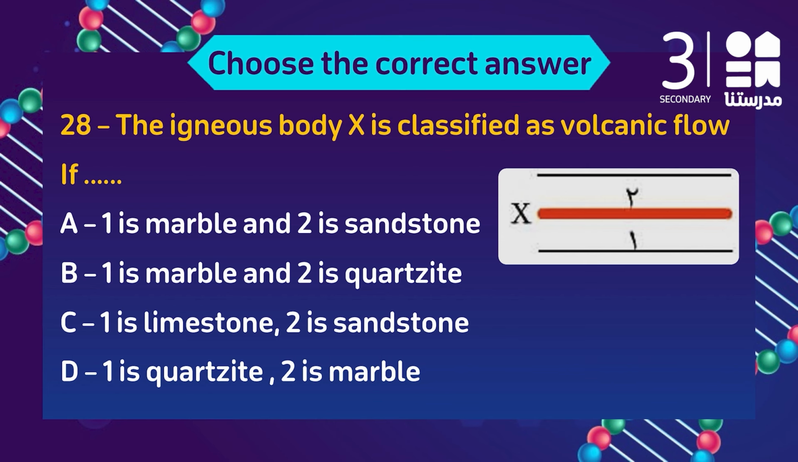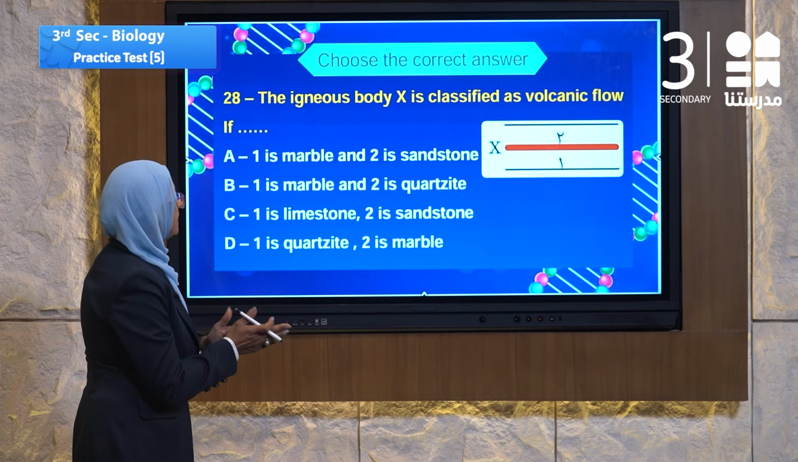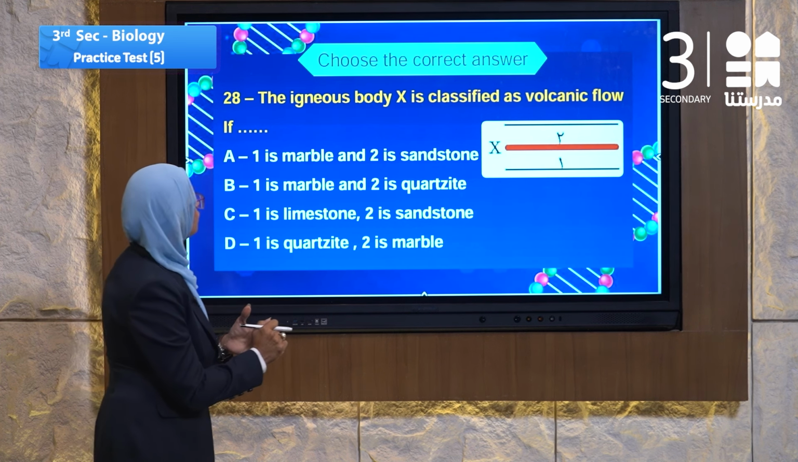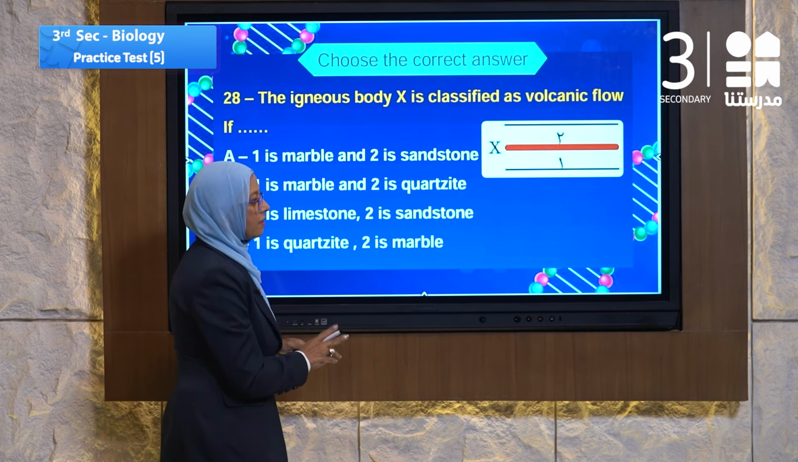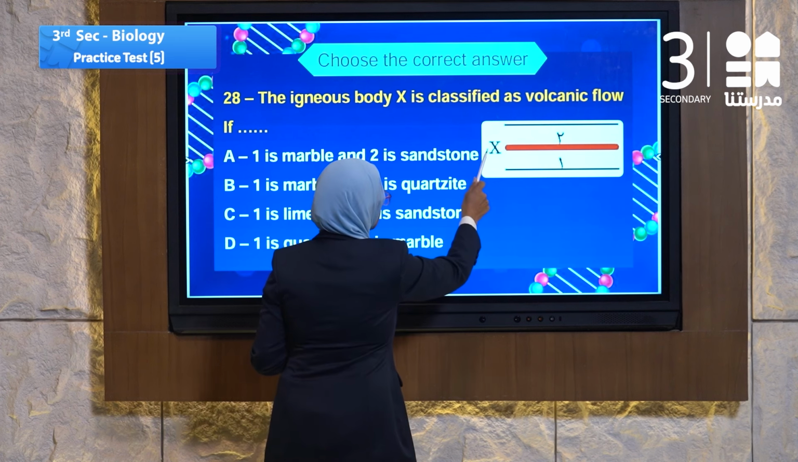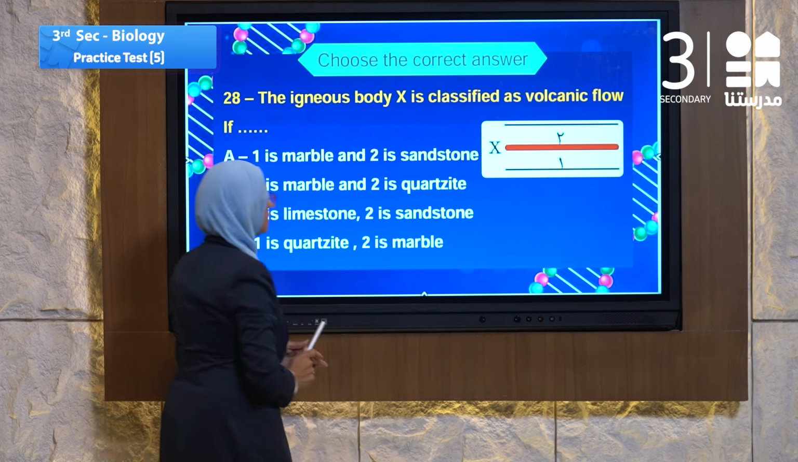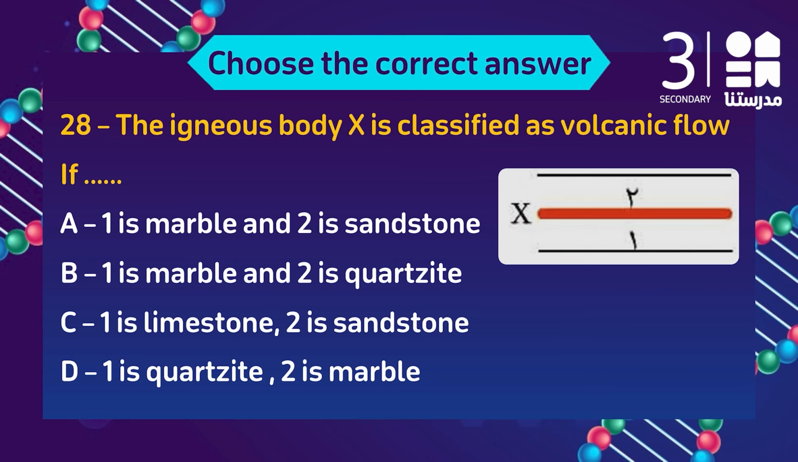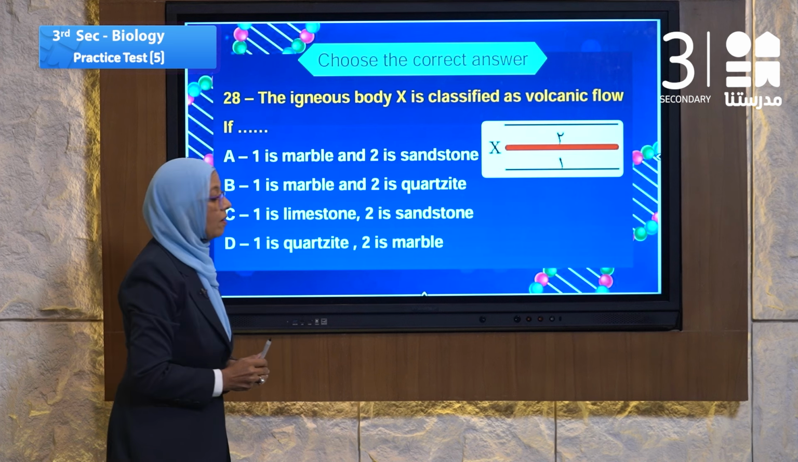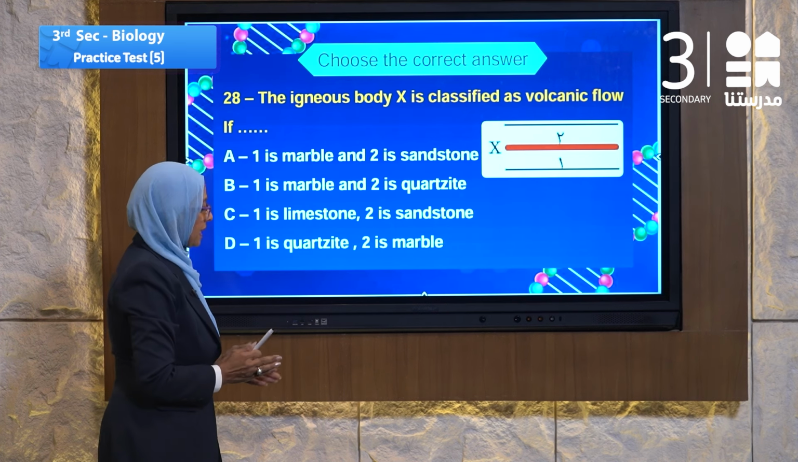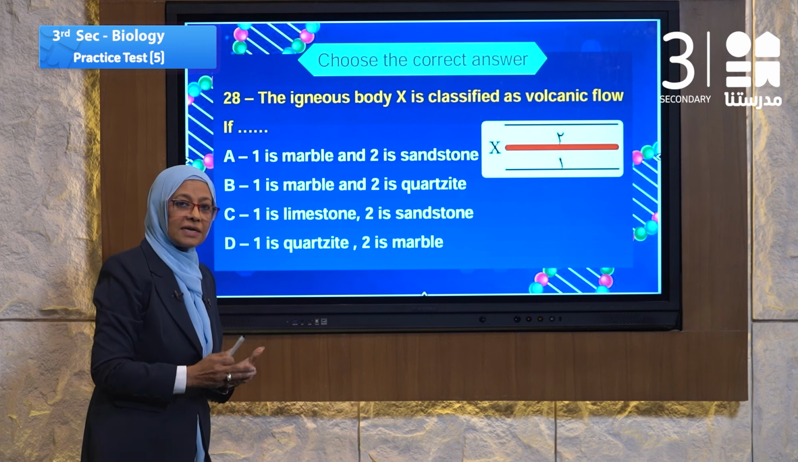Let's go to question number 28, earth science again. It speaks about how to classify the rocks here. There are 3 types of rocks, X, 2, 1. The igneous rock is X. Here he told us about X. X is igneous rocks. How about 1 and 2? It's classified as a volcanic flow. X is igneous and volcanic rocks.